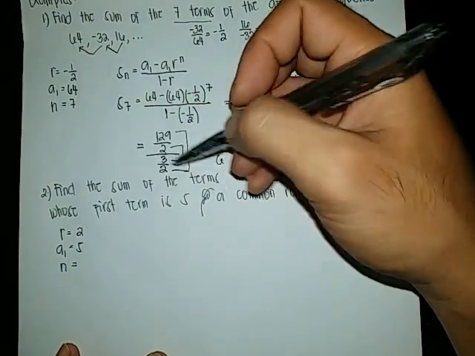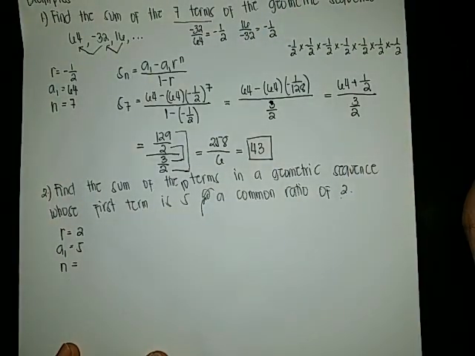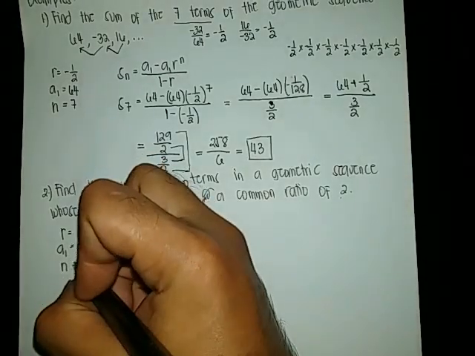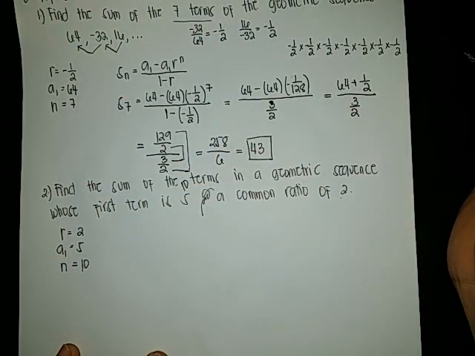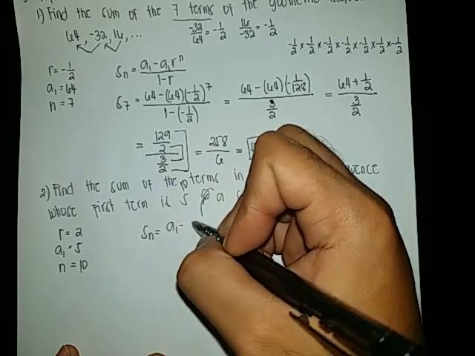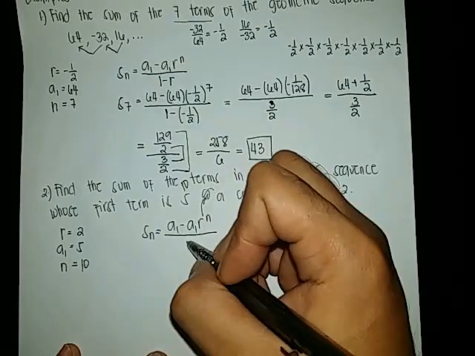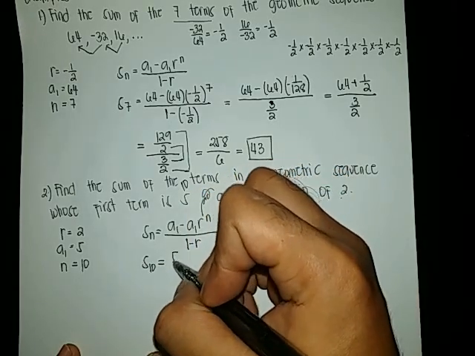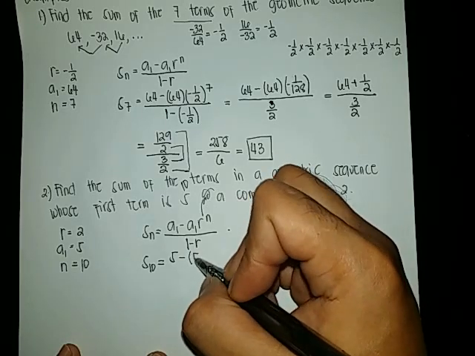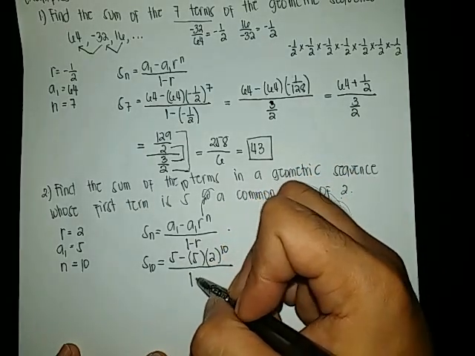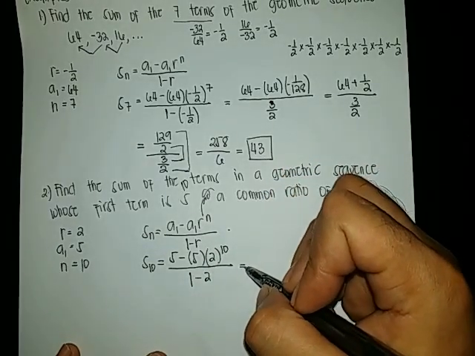I'm so sorry. This should be find the sum of the 10 terms. So find the sum of 10 terms in a geometric sequence whose first term is 5 and a common ratio of 2. So we are tasked to find the sum of the 10 terms. Therefore, our n will be 10 because there will be 10 numbers in our geometric series. So substituting this value into the formula, S sub n is equal to a sub 1 minus a sub 1 times r raised to n divided by 1 minus r. So, S sub 10, or the series of the 10 terms, is equal to 5 minus 5 times 2 raised to 10, divided by 1 minus 2. So, let us further simplify.